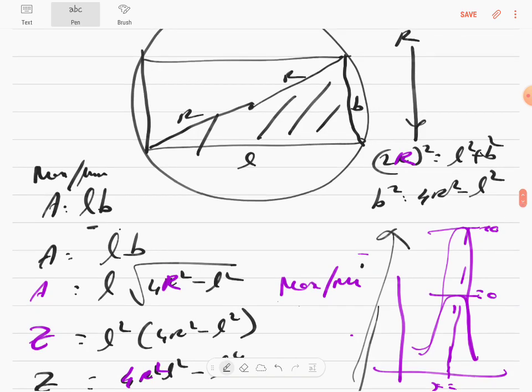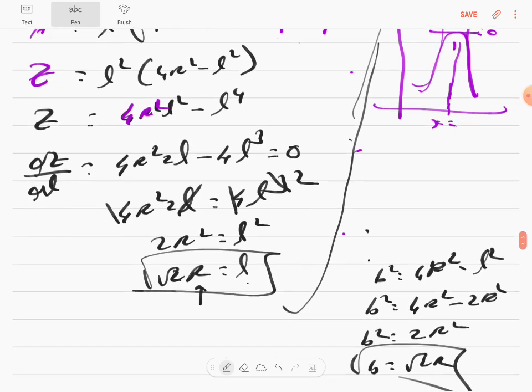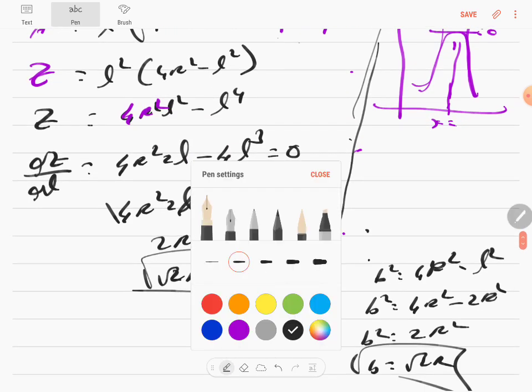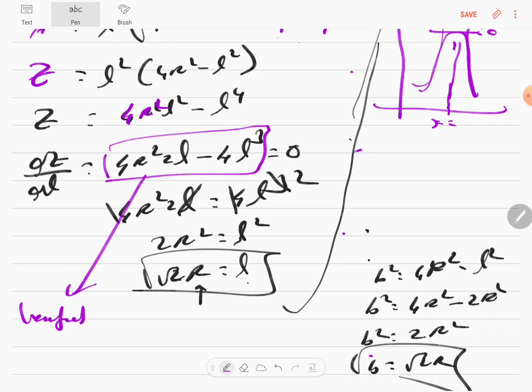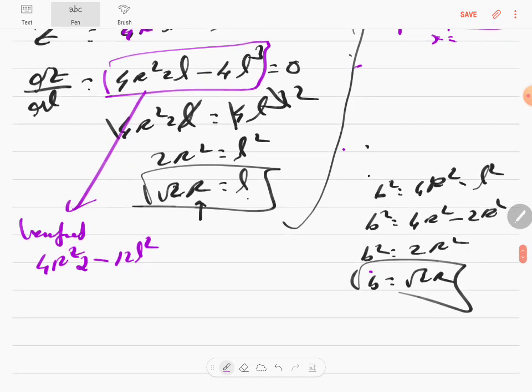But we don't know whether it's maximum area or minimum area. So the differentiated value has to be differentiated again. Which is the differentiated value? You do the verification here itself. 4R square is a constant, 2L becomes 2. Minus 4 into 3 is 12 L square. You know that L is equal to root 2R, substitute here. 4R square into 2 is 8R square, minus 12 into L square, which is 2R square. It's minus 16R square in total, therefore negative, therefore what we got is maxima.